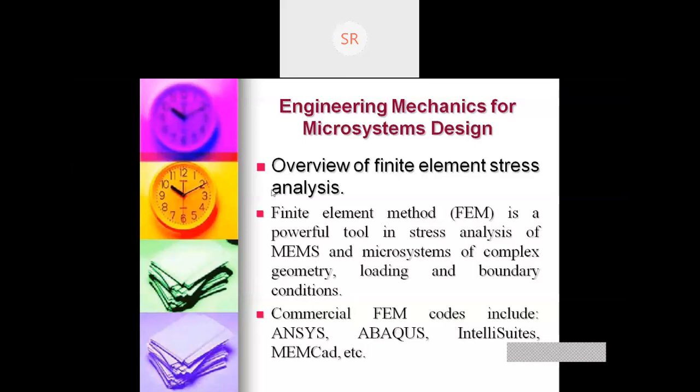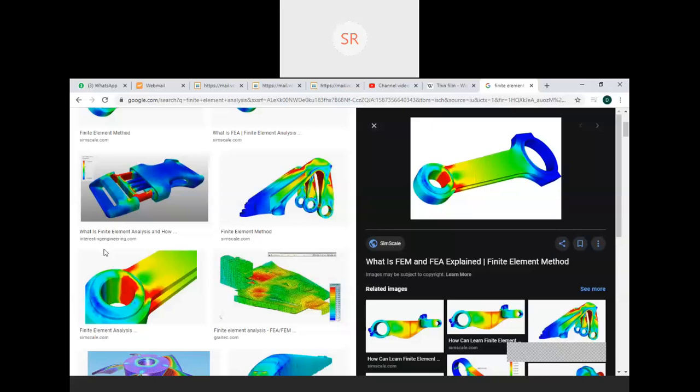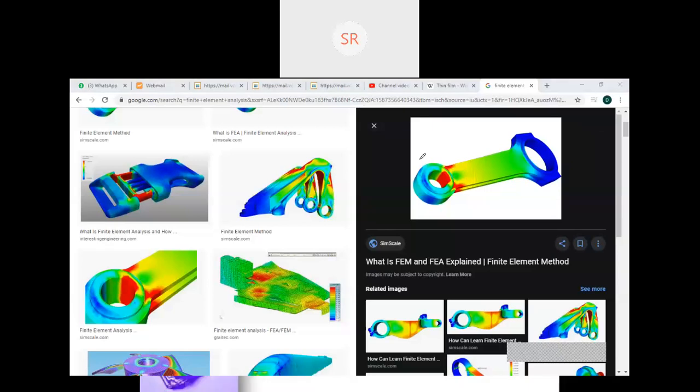Okay, I'll take this example. See here, this is a connecting rod. It is used in the automobile.